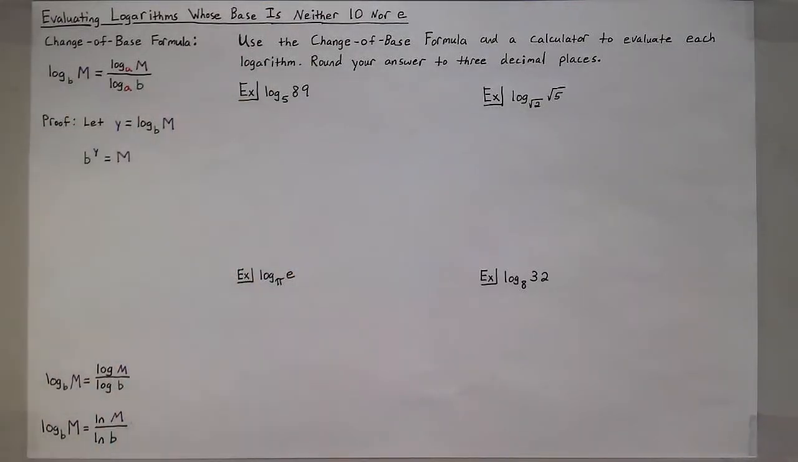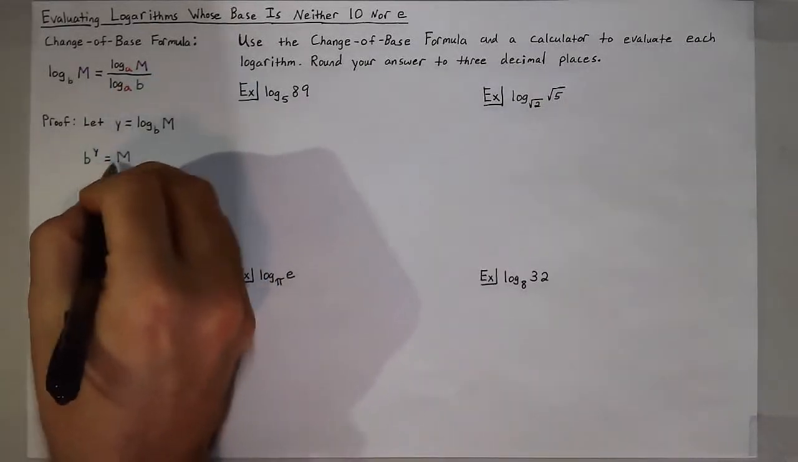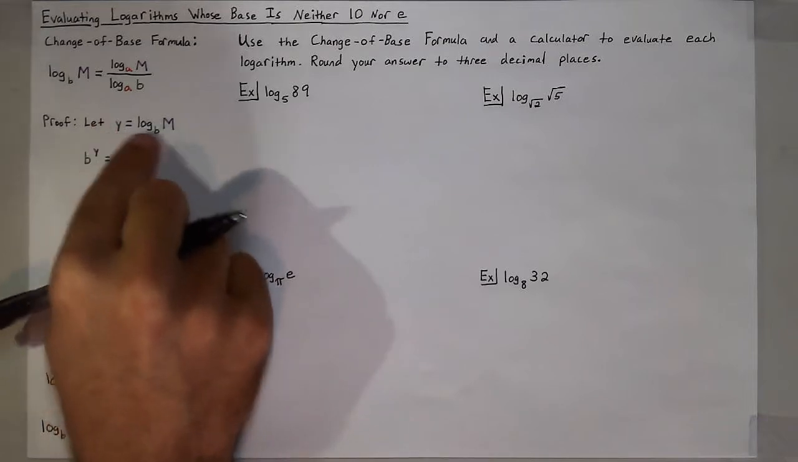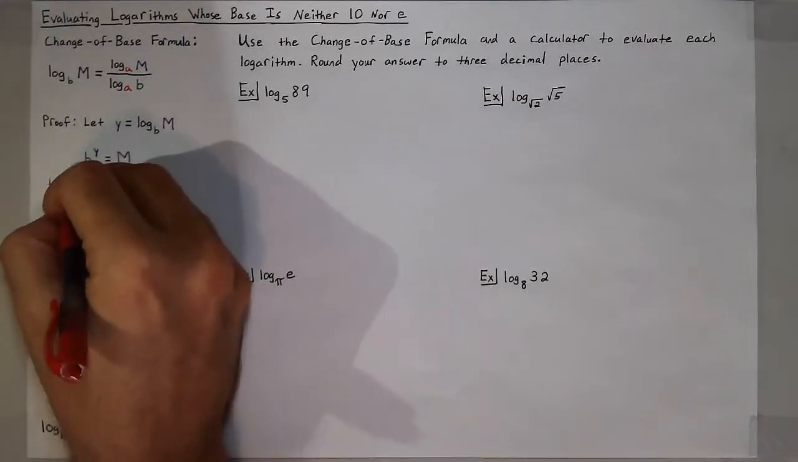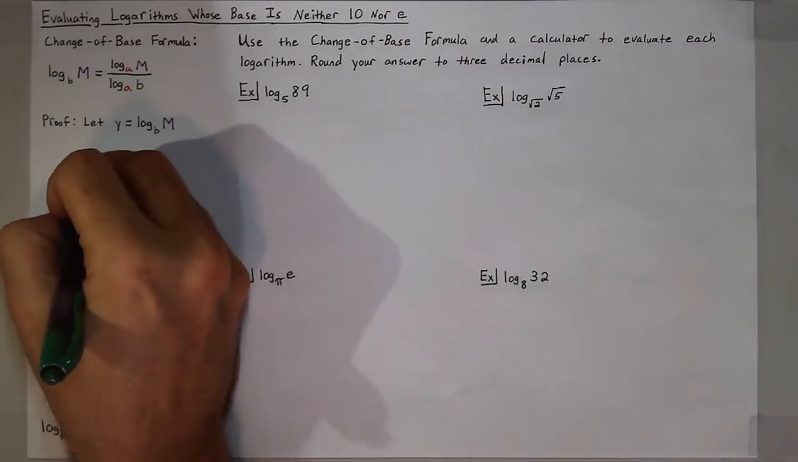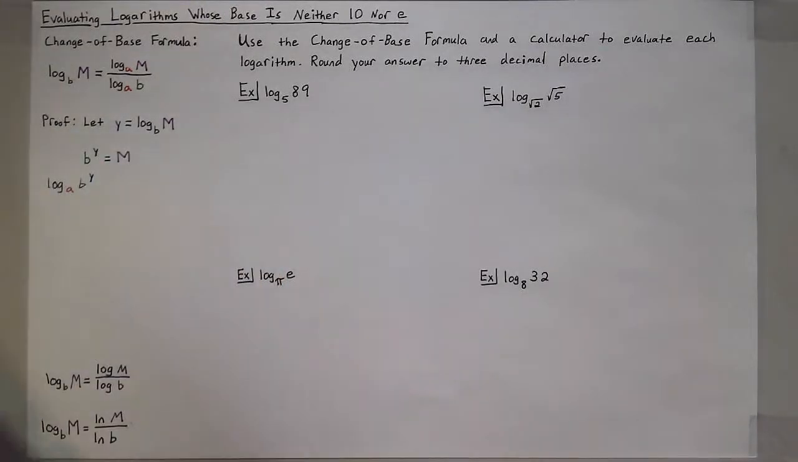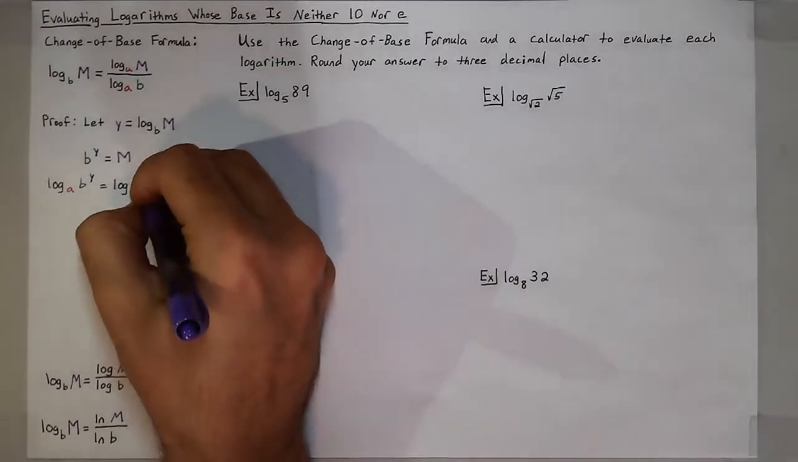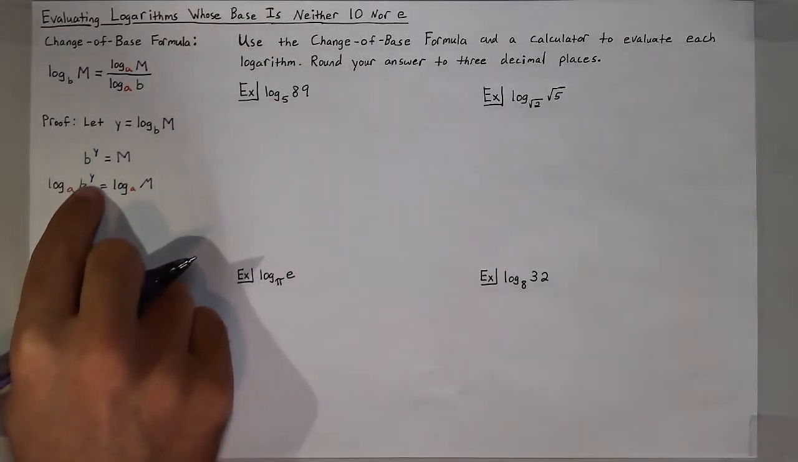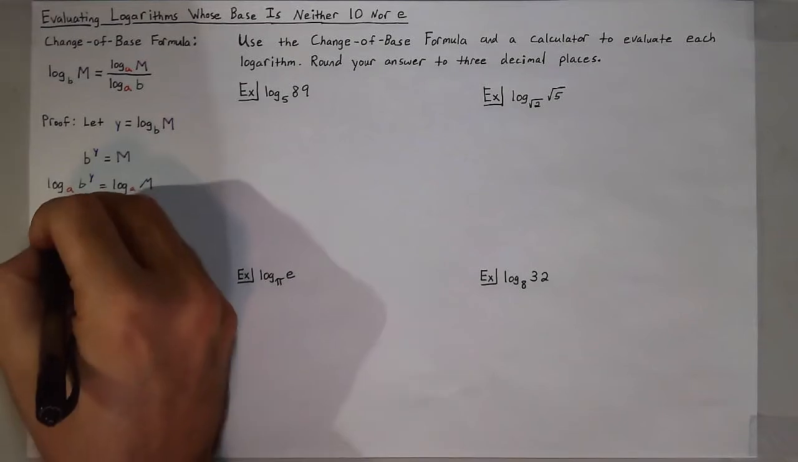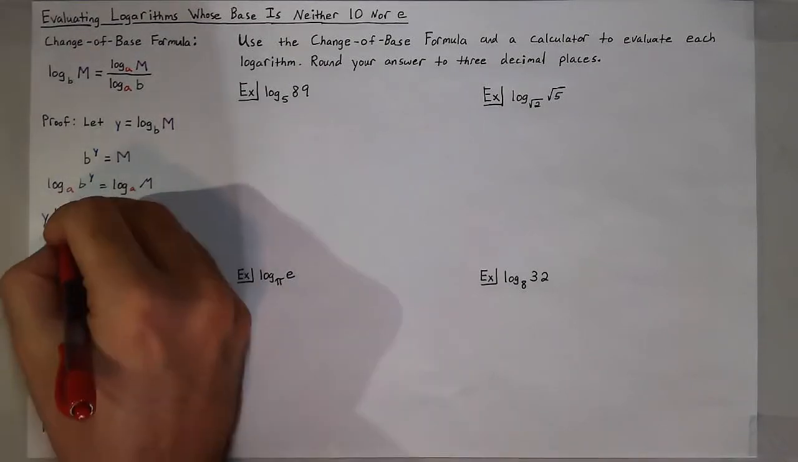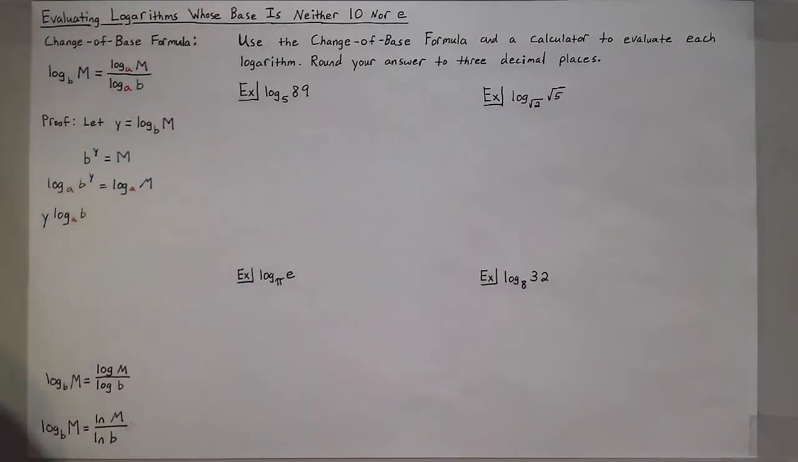First, we're going to take the log base a of each side of this equation. By the way, this equation comes from just setting y equal to log base b of m. So I have log base a of b to the y power is equal to log base a of m. Next up, I'm going to use the property where I'll move that power to the front of the logarithm. So I'll have y log base a of b is equal to log base a of m.